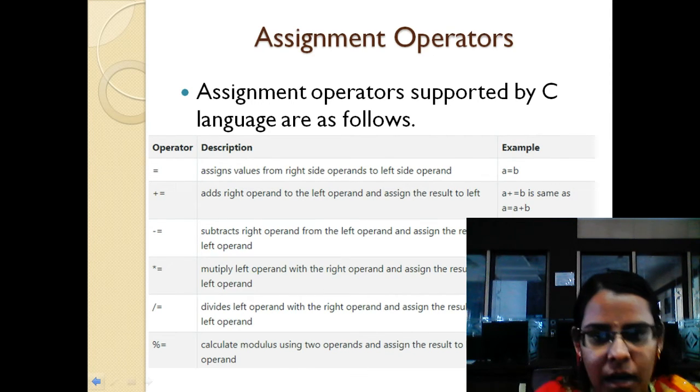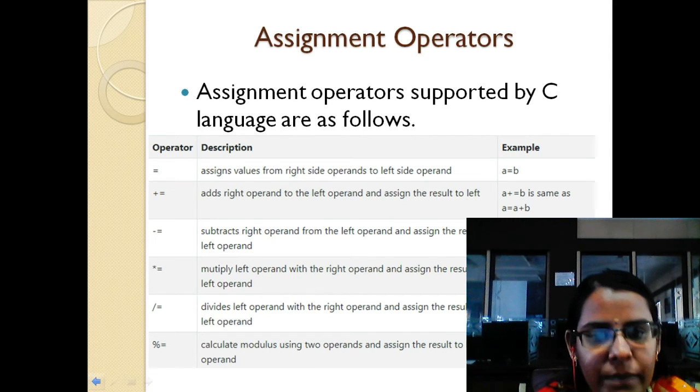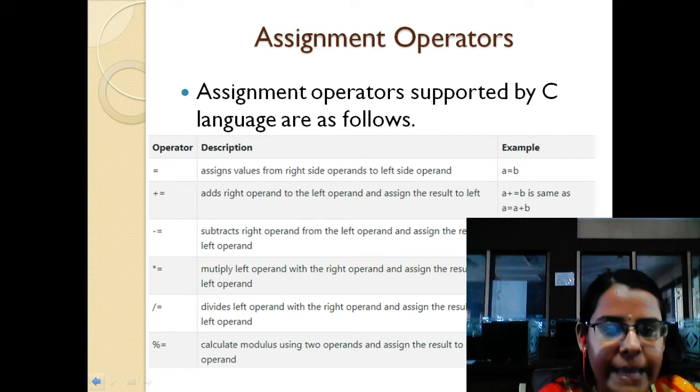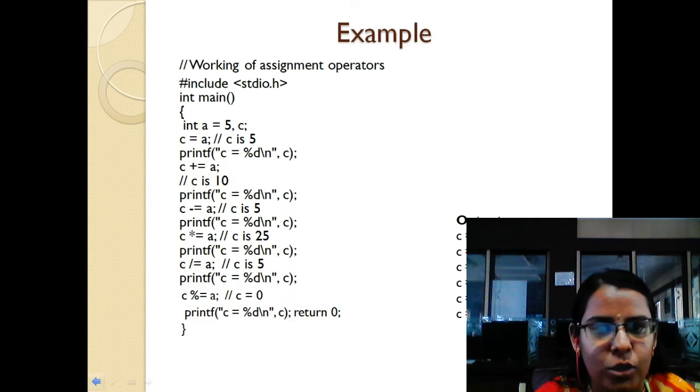We can see in this clipping that a plus equal to b is the same as a equal to a plus b. So it assigns the result to the left side. Then in the same way, minus equal to subtracts the right operand from the left operand and assigns the result to the left operand. It is the same for multiplication and division. For everything, the value is assigned to the left side of the operand. So this is the condition for the assignment operator.